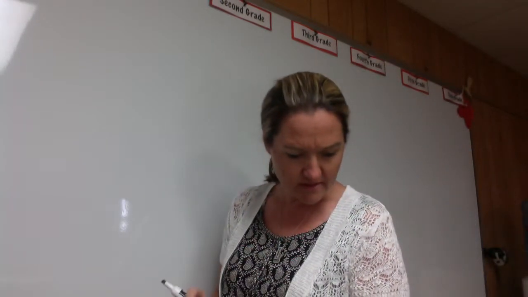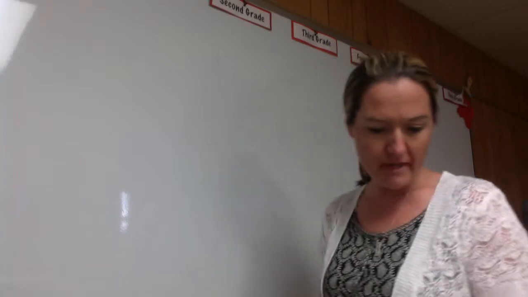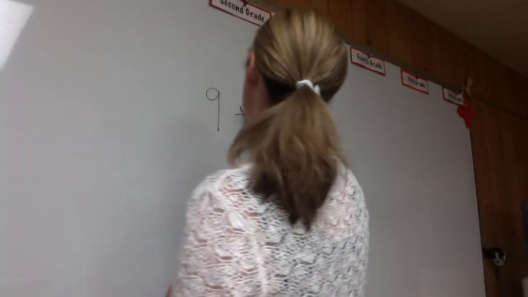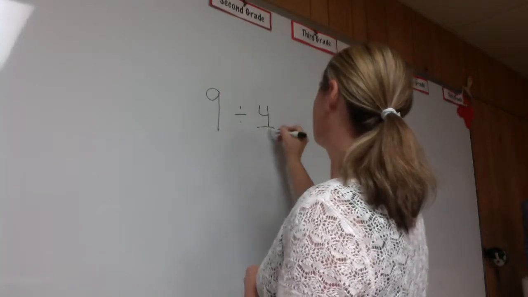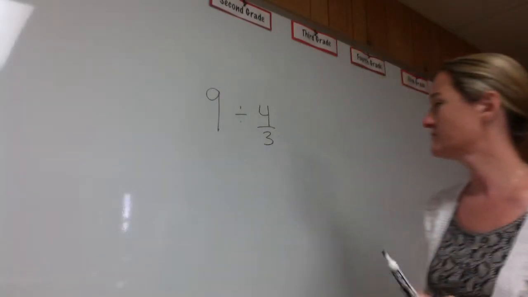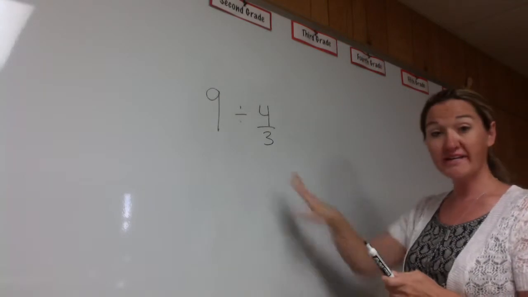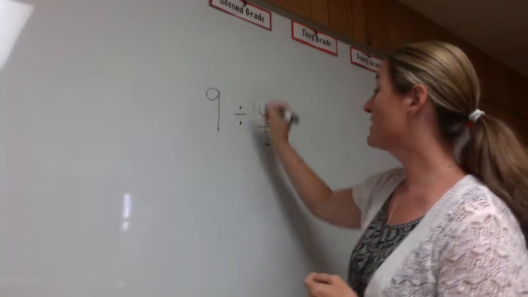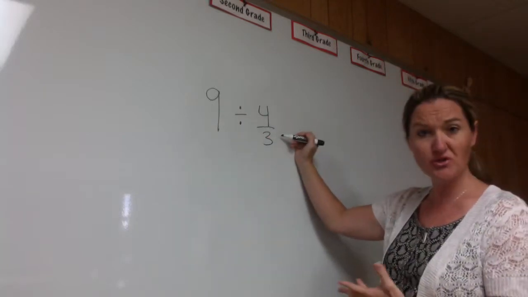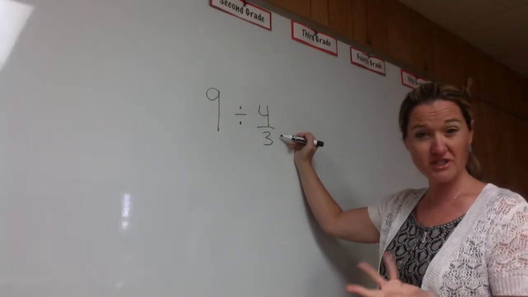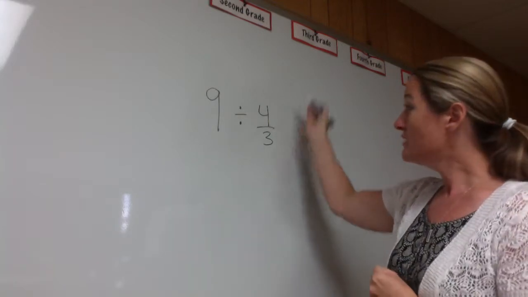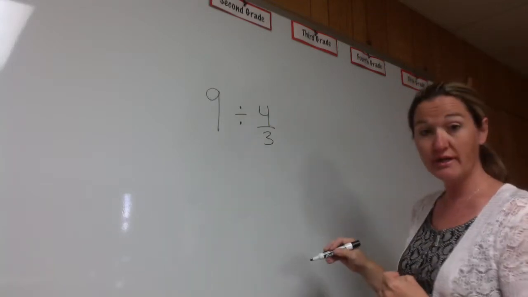So let's see. Now a couple things that I see that might come up. Well, let's do 9 divided by 4/3. Now, I can tell you when we divide this, the answer is going to be smaller than 9 because I'm dividing 9 by a number that is larger than 1. 4/3 is an improper fraction. That's the same thing as 1 and 1/3, right? So now we need to go ahead and rewrite this.